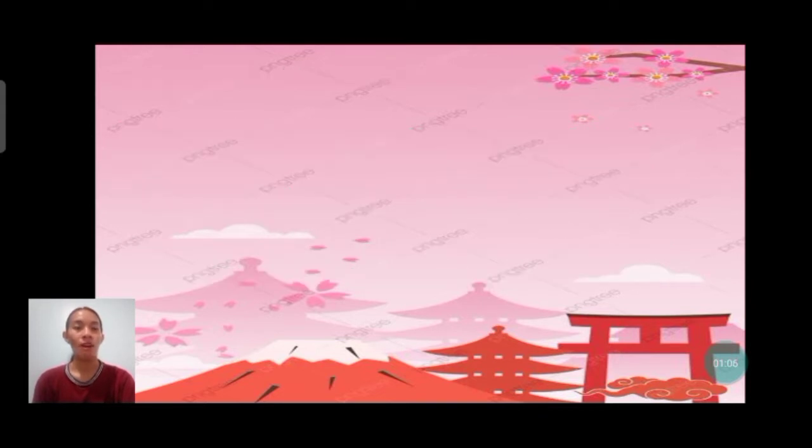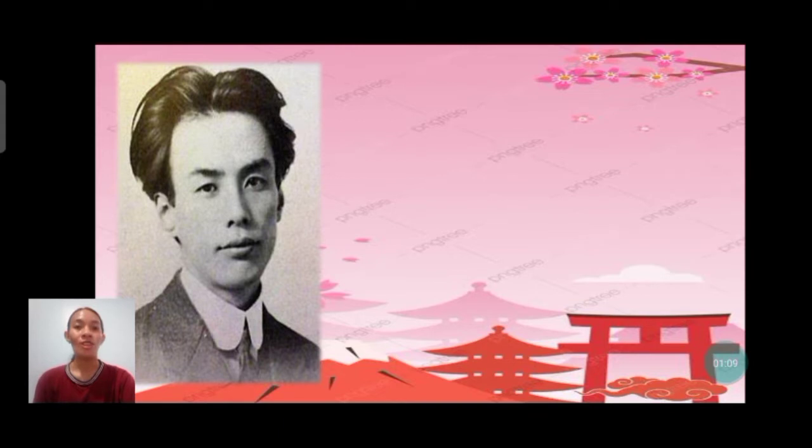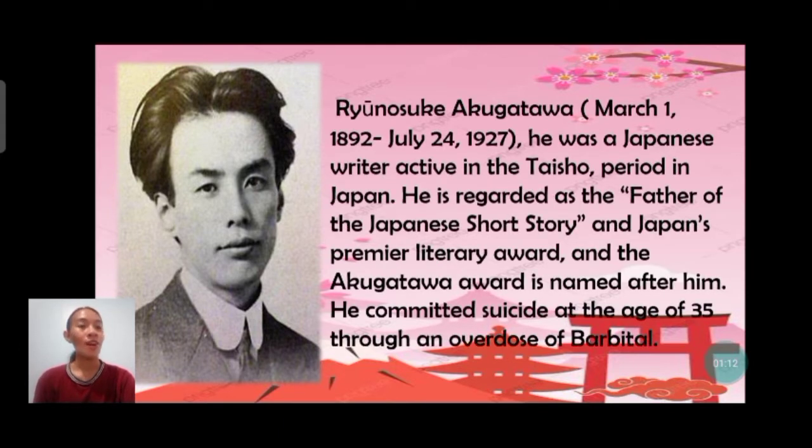So next is the author's background. So this is Yonosuke Akogatawa. Yonosuke Akogatawa was born on March 1, 1892 and died on July 24, 1927. He was a Japanese writer active in the Taisho Japan period, and he is regarded as the father of the Japanese short story and Japan's premier literary award. In fact, the Akogatawa Award is named after him. However, he committed suicide at the age of 35 through an overdose of barbital.